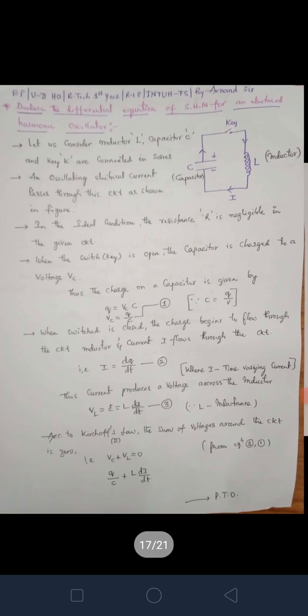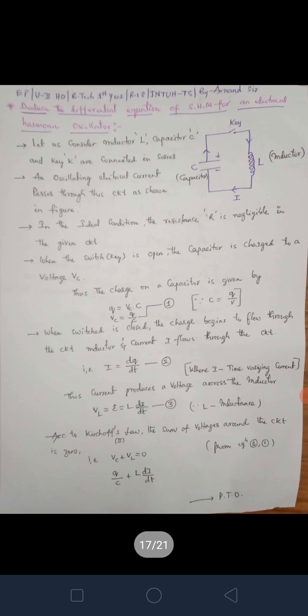So this is d square q by dt square, and when this term is brought to the left side, we get plus omega square into q equal to 0, and this equation is known as the differential equation of simple harmonic motion of an electrical harmonic oscillator. So this is the topic of today's video, that is differential equations of simple harmonic motion for electrical harmonic oscillators.